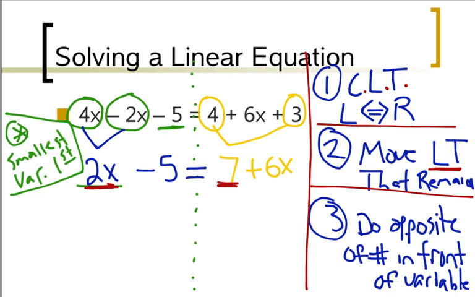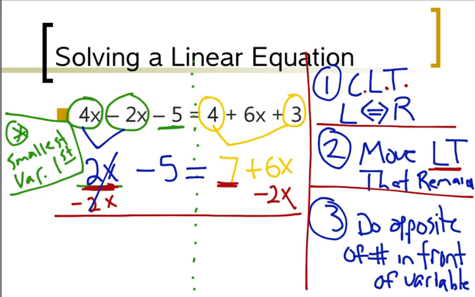Now, we move things by doing a process of opposites. Opposites mean I have a positive 2x here, so to move it, I do the opposite of having a positive 2x, which is a negative 2x. And I do that to both sides. If you do it to one side, you do it to the other, you're good to go in algebra. Okay, so now positive 2x and negative 2x cancel. So then I'm just left with, on the right hand side, 6x minus 2x, which is 4x.